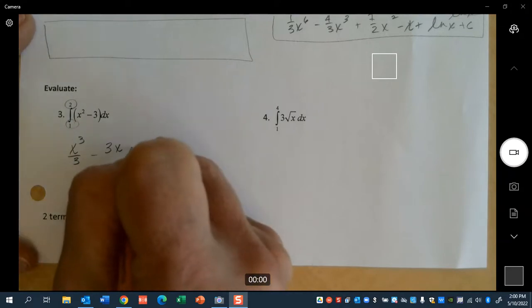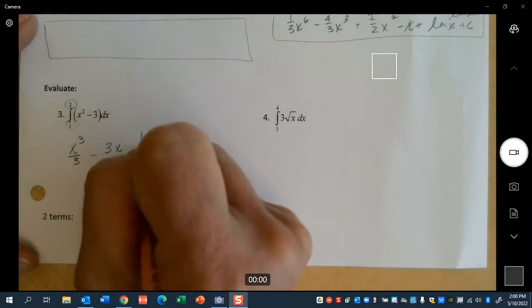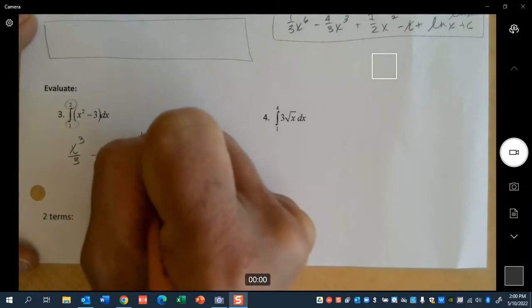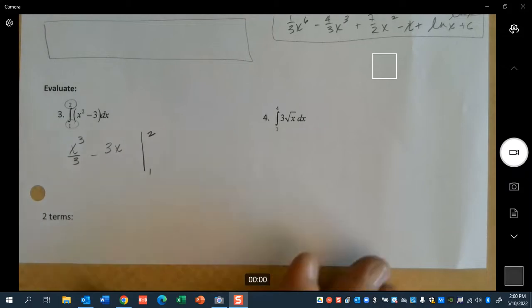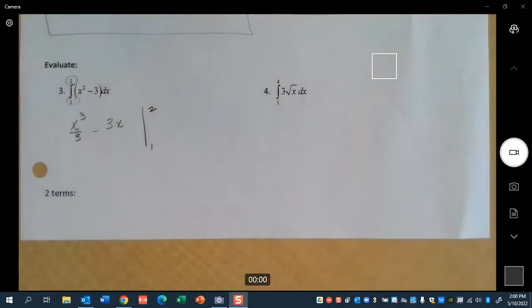And I'm not going to bother with my plus c because this next part is when I figure out that area under the curve with those boundaries. So this is the notation that I use. I draw a straight line, and I'm talking about it from 1 to 2. Now it's time to go dipping into the fundamental theorem of calculus.